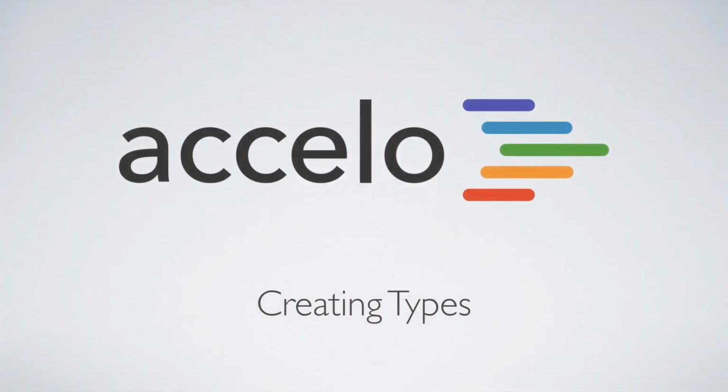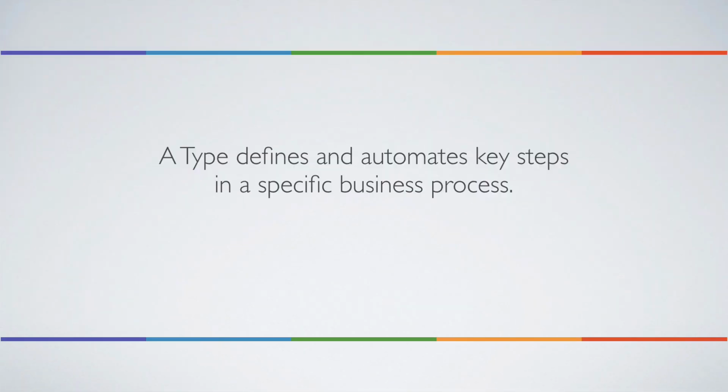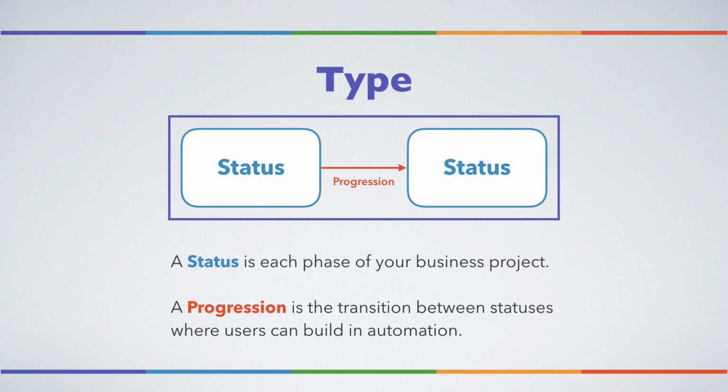Types are the backbone of your projects in Excel. A type defines and automates key steps in a specific business process. Every type in Excel is built of statuses and progressions. A status is each phase of your business project.